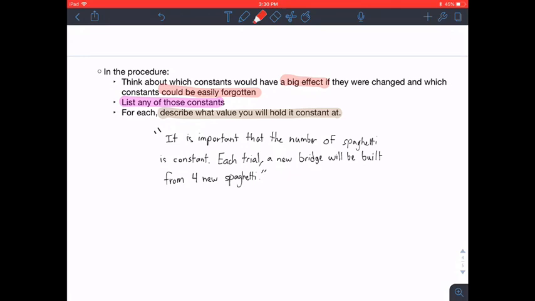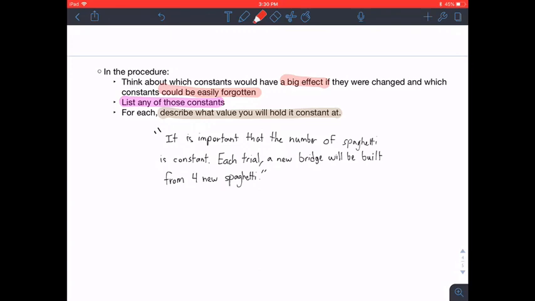Similarly, I probably don't need to worry about accidentally using the wrong brand of spaghetti, because I probably only have one brand of spaghetti to experiment with in the first place. If I have 10 different brands sitting in front of me, that might be an issue, but it's usually not. Instead, I want to think about those ones with a big effect or that could be easily forgotten. That's what needs to go in my procedure.